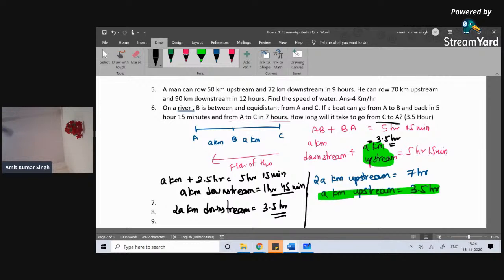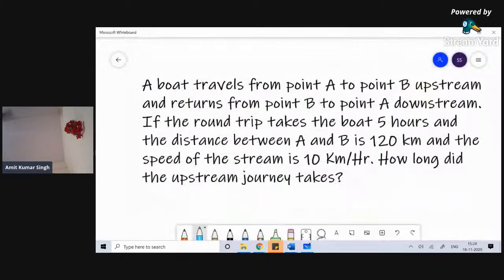Clear, everyone? Okay everyone, now do this problem. Try this problem.